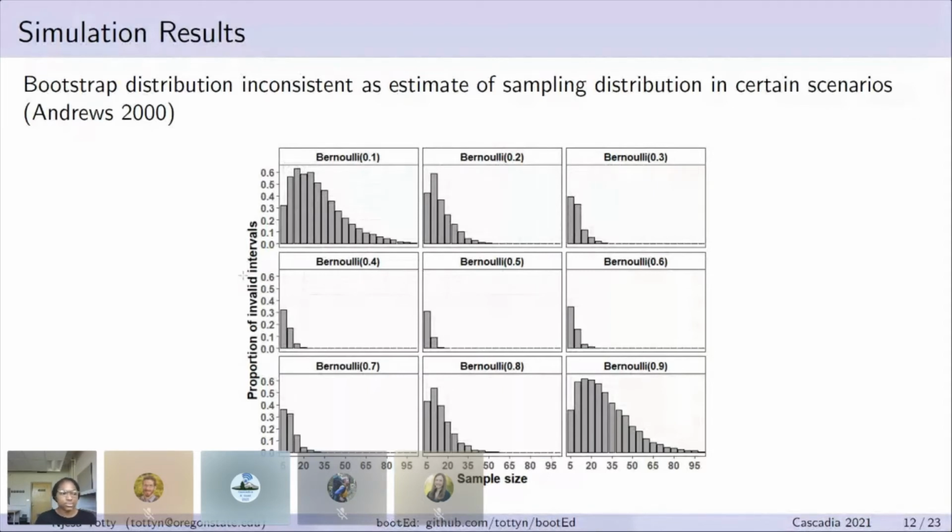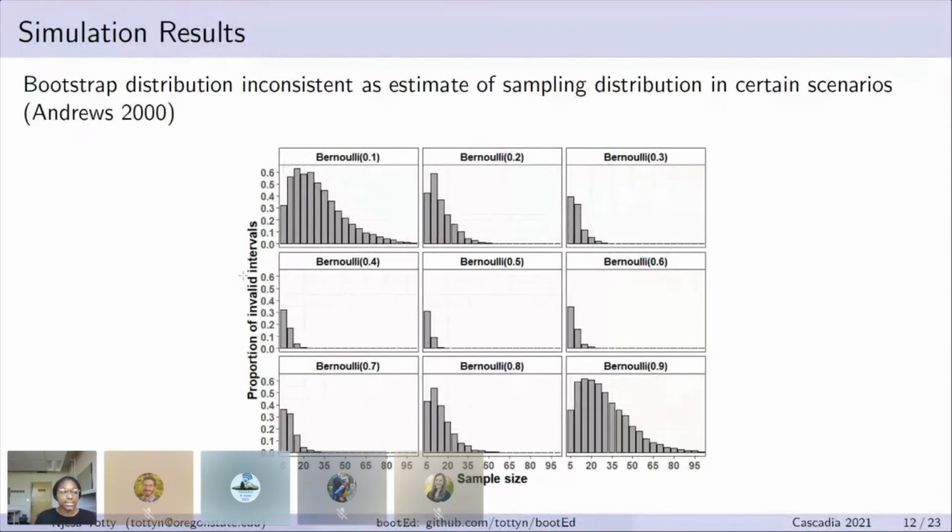When the true population proportion is close to 0 or 1, the proportion of intervals which contain values that are negative or greater than 1 is quite large. This proportion decreases as the sample size increases, but this does not happen quickly when the true parameter is near the boundary of the 0-1 interval.